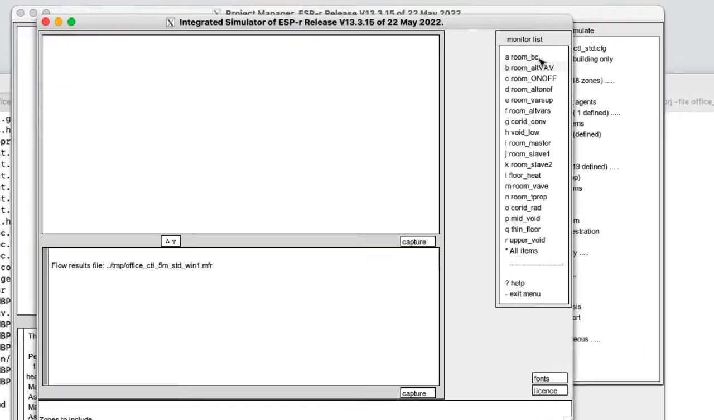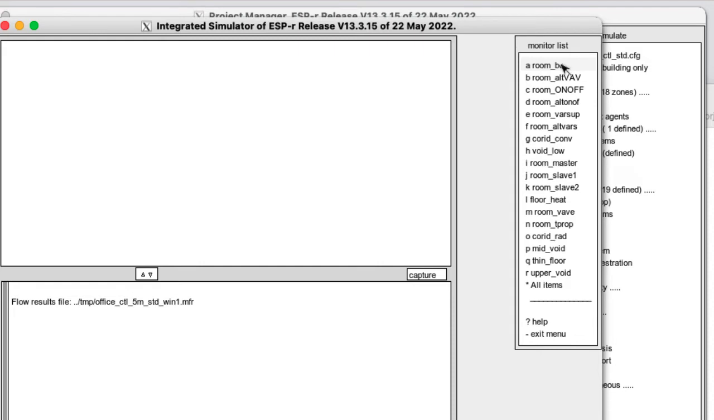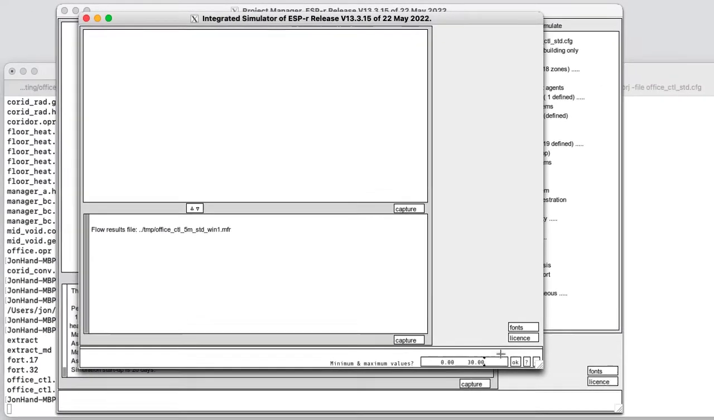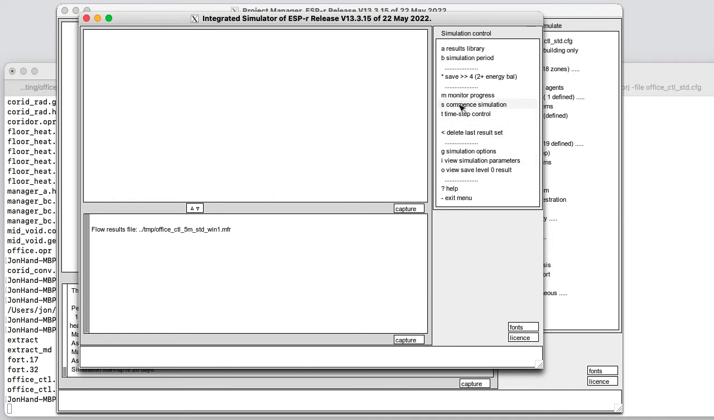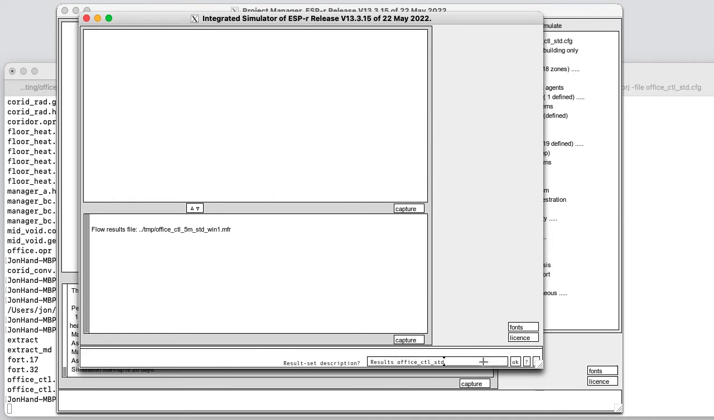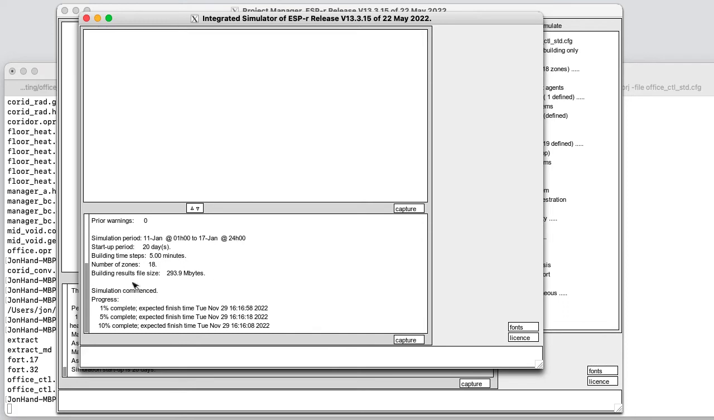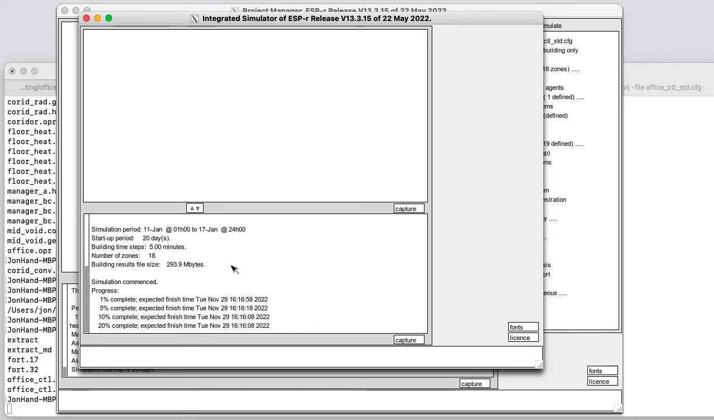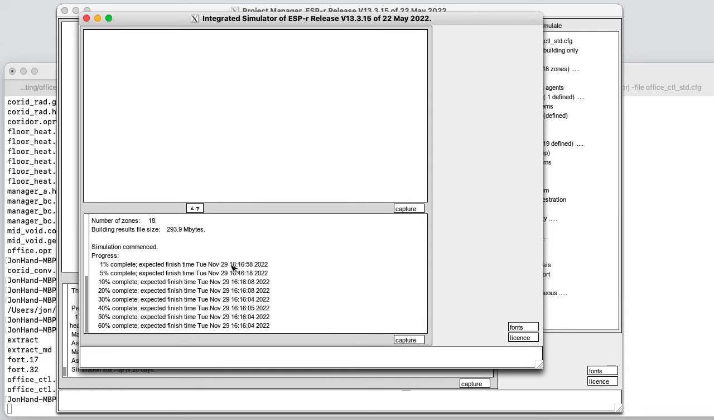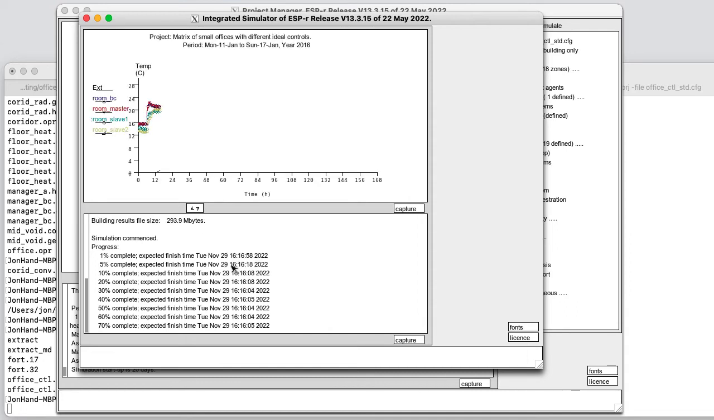Let's monitor the progress. Let's look at the actual base case room in this model, as well as the master and the two slaves. Let's track their temperatures as the simulation progresses. And commence simulation. Master, focus. And continue. So about 300 megabytes of information is being saved off as the simulation progresses. The startup is completed, and here we go.